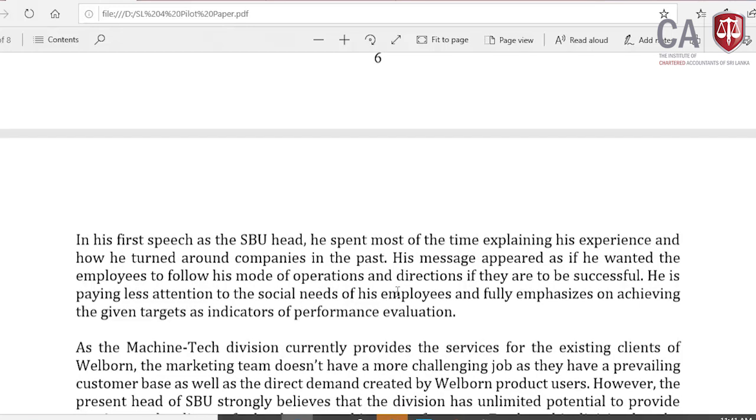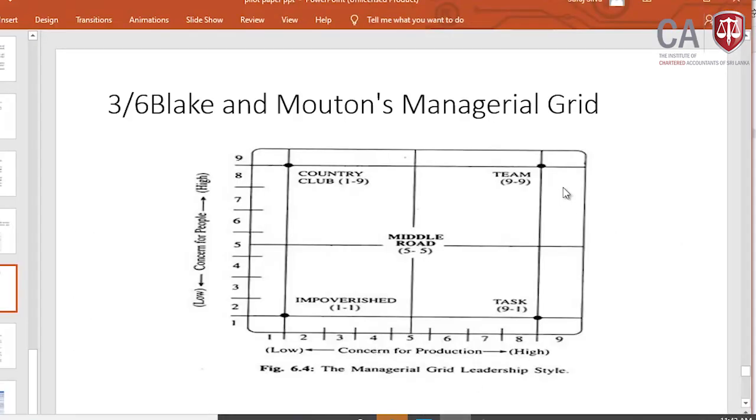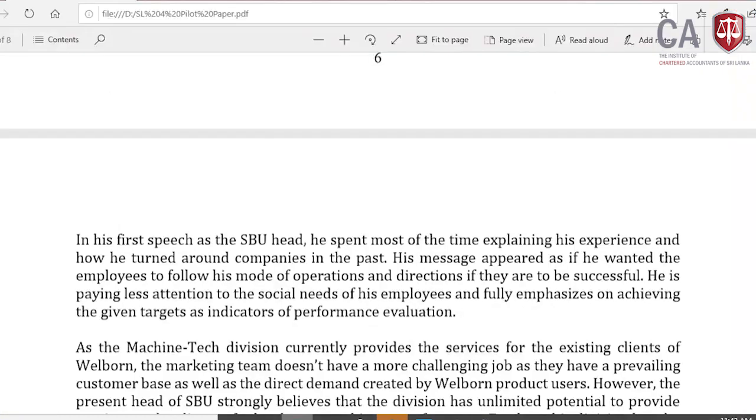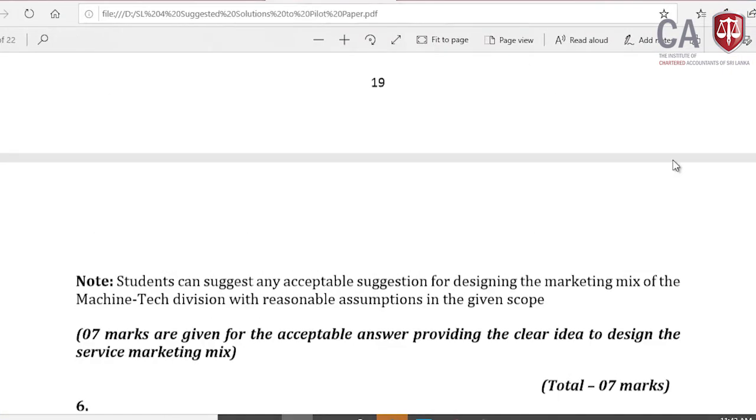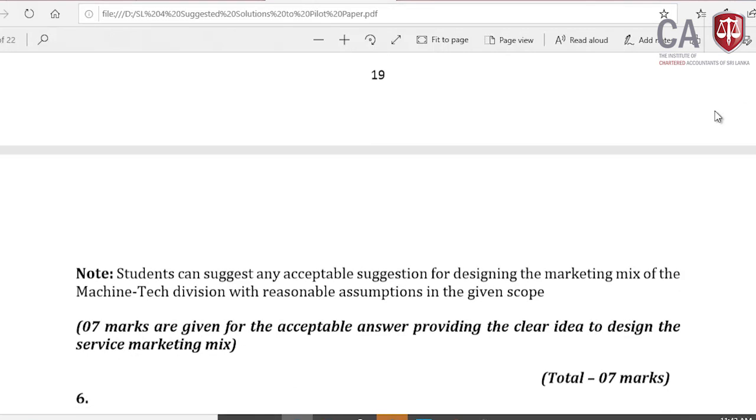He is paying less attention to the social needs of his employees and fully emphasizes achieving the given targets as indicators of performance evaluation. That means he is applying a task oriented leadership style. In this one, what is the one? Task, no? Task oriented leadership style. Both are bad, no? What is the best one? Team leadership style. So, surely in the answer the examiner may be talking about these three points. We will look at the examiner's answer also.